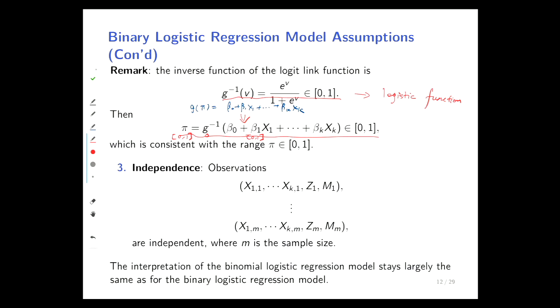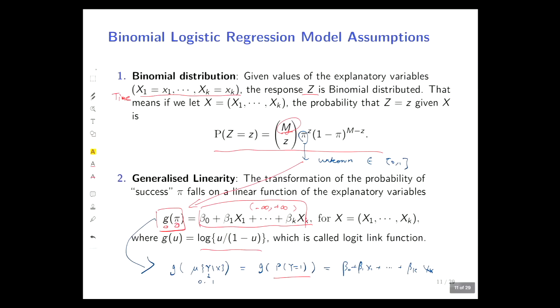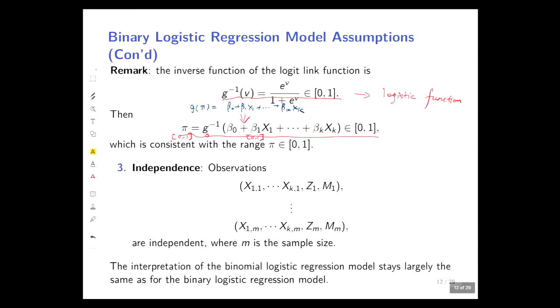So that's our modeling. The only thing we need to model here is this probability, because the only thing we do not know in the binomial distribution is the probability. And the last one is the independence.